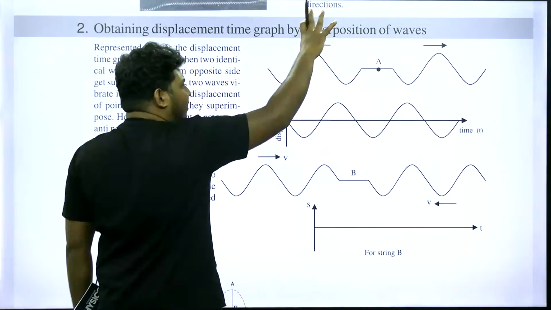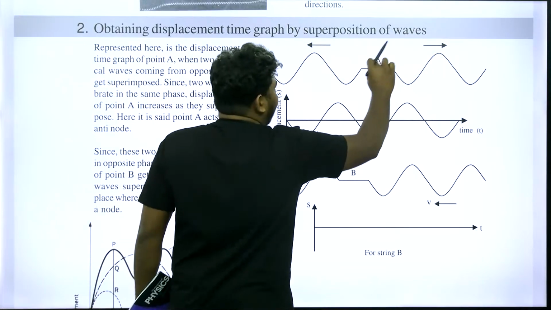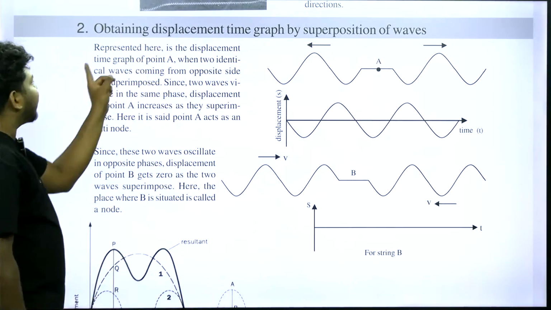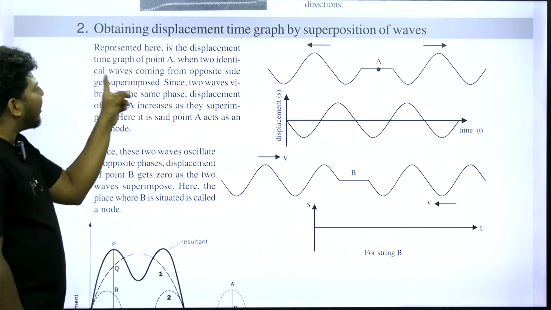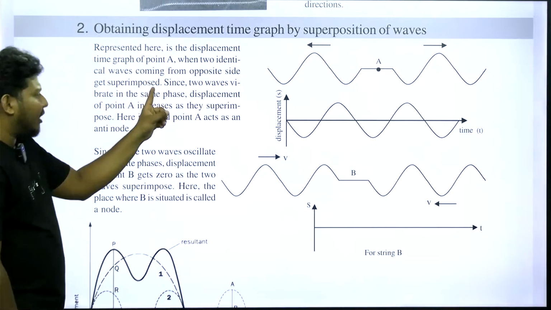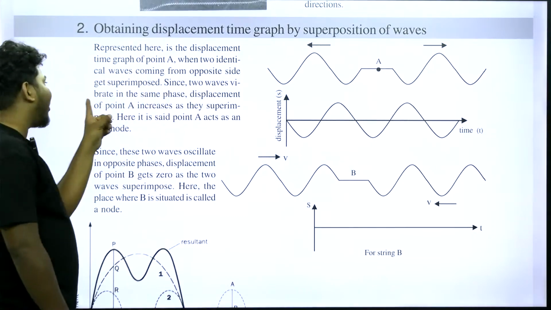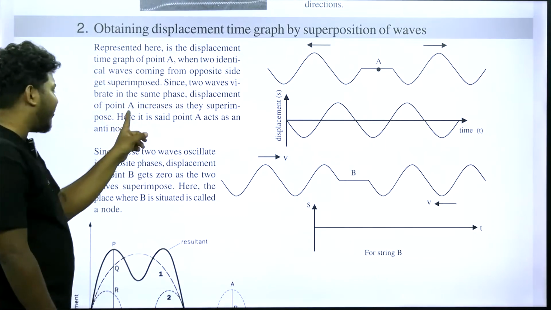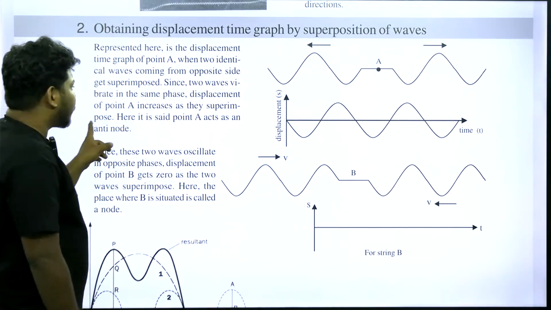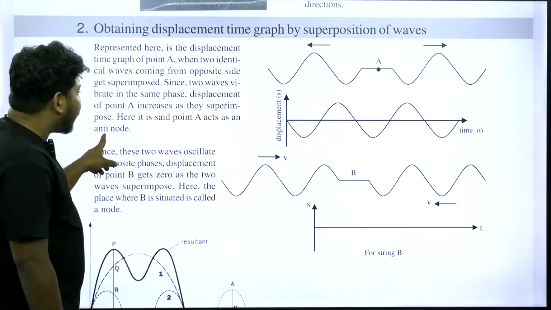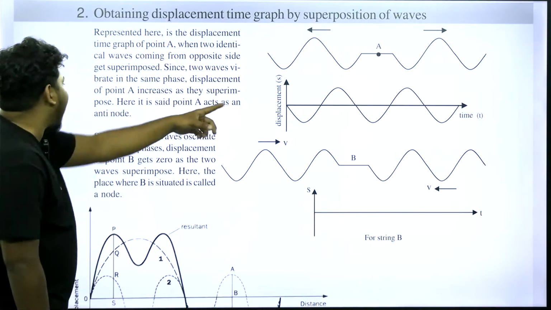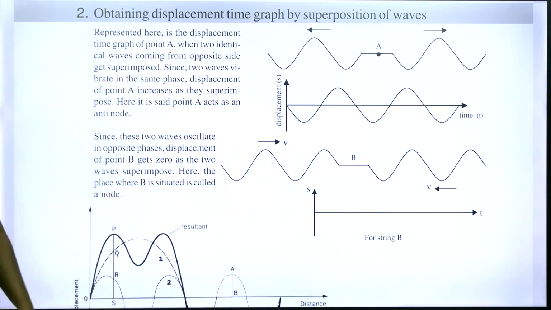So when the two waves are coming like this, in this A, I'm going to draw the displacement time graph of point A when two identical waves coming from opposite sides get superposed. Since the two waves vibrate in the same phase, the displacement at A increases as they superimpose. Here it is said point A acts as an antinode.